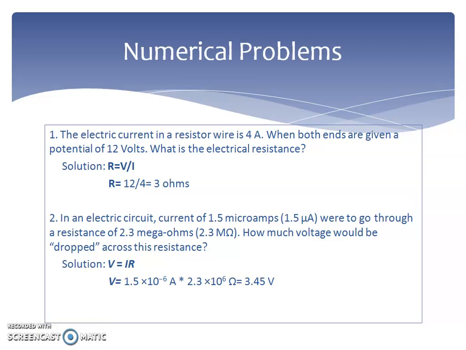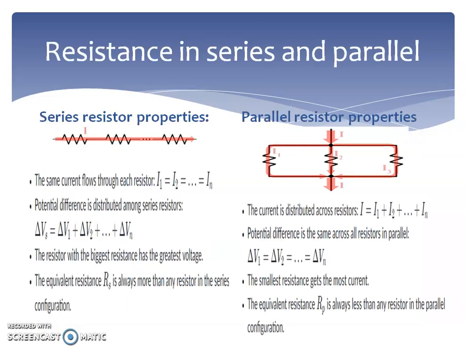Now again we will apply the Ohm's law formula, that is V is equal to IR. We have the current I, which is 1.5 into 10 raised to power minus 6 ampere, and resistance R is equal to 2.3 into 10 raised to power 6 ohm. After multiplication we will get the value of voltage as 3.45 volts. So this is how we will do the problems related to Ohm's law.